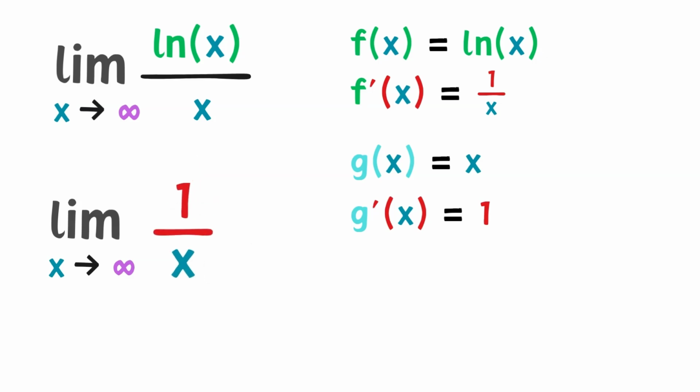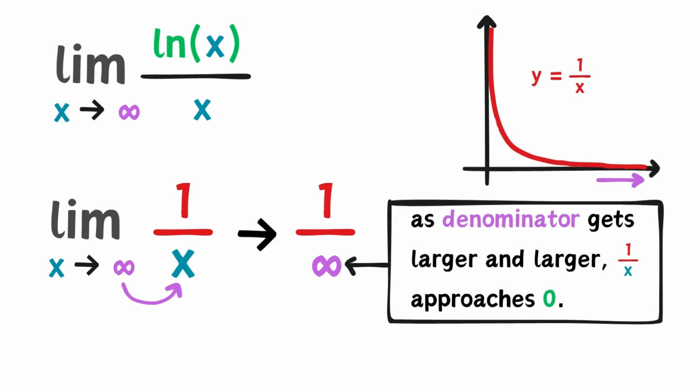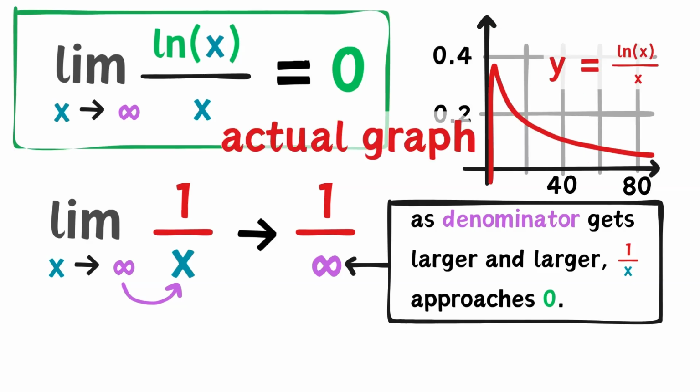So according to L'Hopital's rule, we're taking the limit as x approaches infinity of 1 over x over 1, or just 1 over x. Now, if we directly substitute, we get 1 over infinity. Now, as the denominator gets larger and larger, 1 over x is going to get smaller and smaller. So as x approaches infinity, the limit approaches 0, and that's the limit using L'Hopital's rule.